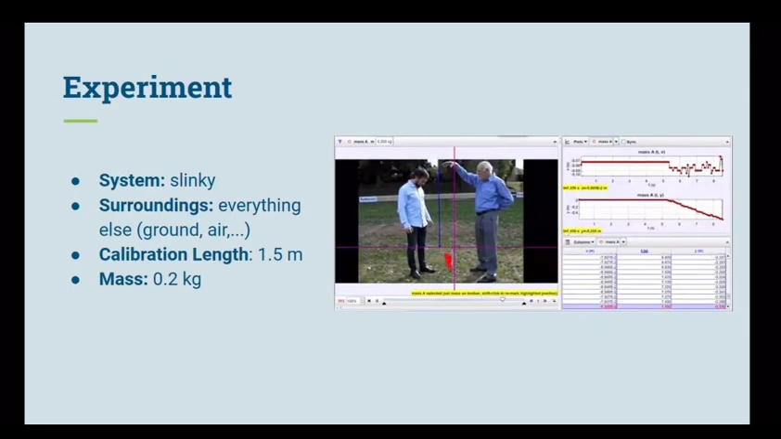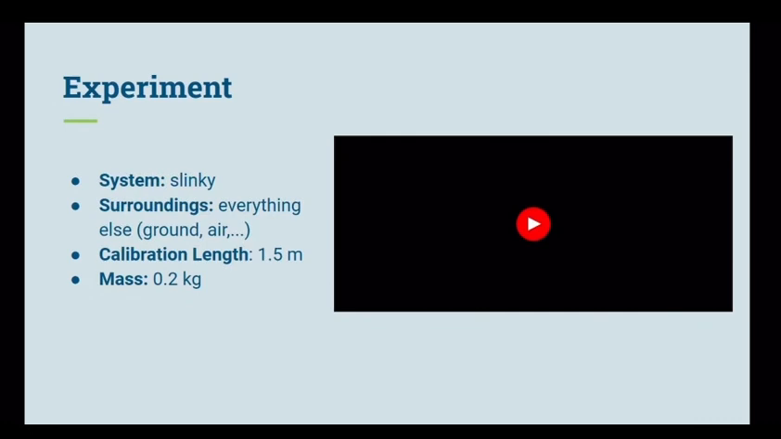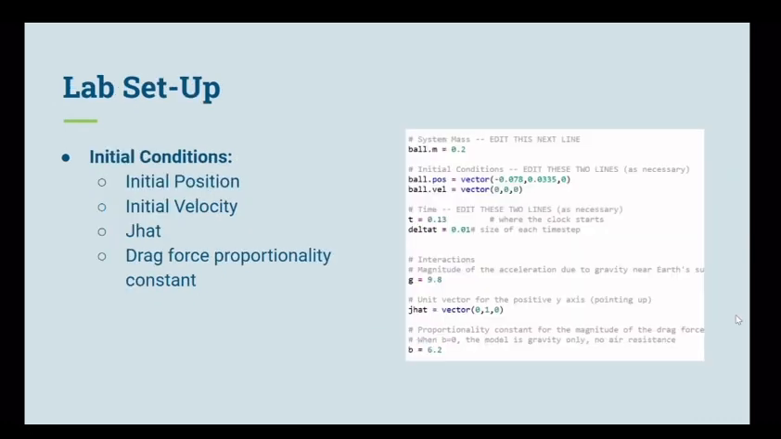The data points are tracked at the bottom end of the slinky, so the graph shows a plateau until the slinky compresses. As stated, the mass of the system was 0.2 kilograms. The slinky's initial position was negative 0.078 in the x position, 0.0335 in the y position, and 0 in the z position. The initial velocity was 0 meters per second since it started from rest. J hat was the unit vector for the positive y position, and the drag force proportionality constant was used based on trial and error.